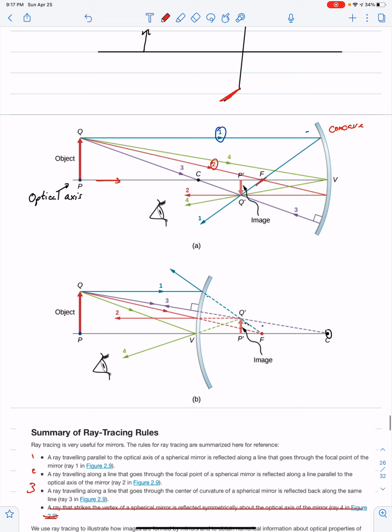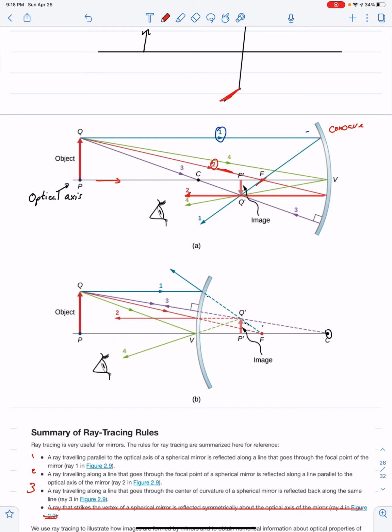Then the second ray is traveling along a line that goes through the focal point of a spherical mirror, and is reflected along a line parallel to the optical axis. So basically it says, hey, from the object, go straight to the focal point, like what we're seeing in the red line right here. But once it hits the mirror, you are going parallel to the optical axis.